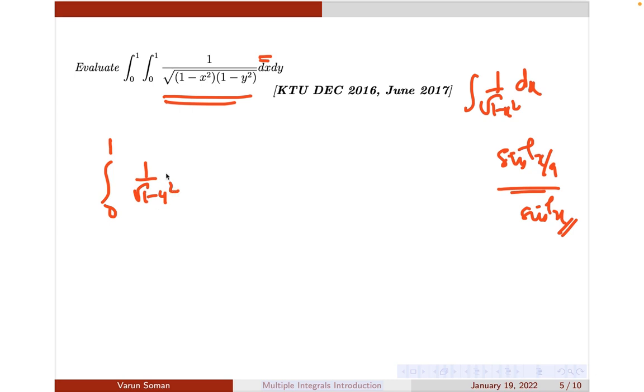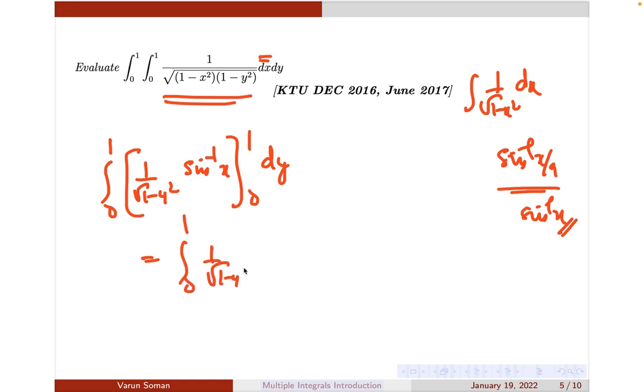So it will be the integral of 1 by root of 1 minus y square into the integral of this one, which is nothing but sine inverse x in the limits 0 to 1, dy. Okay, so what is it? Actually, it will be integral 0 to 1 of 1 by root of 1 minus y square into sine inverse 1. So what is sine inverse 1? Sine inverse 1 is pi by 2, minus sine inverse 0, which is 0. So we will be getting this one.